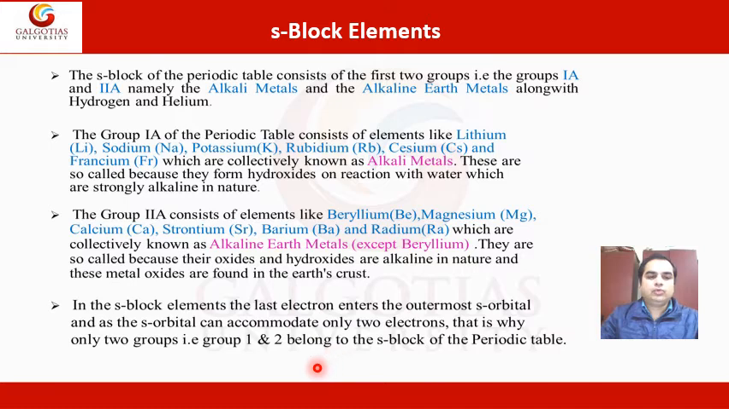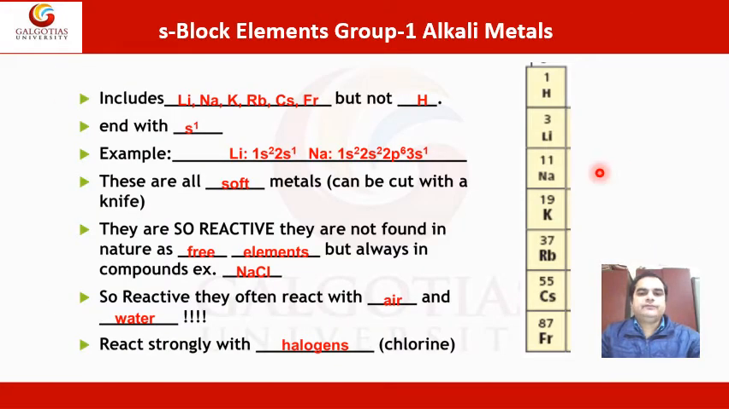That's why only two groups, that is the first and second group, belong to the s-block of the periodic table. In this slide, we will discuss some properties, elements, and electronic configuration of s-block elements, which are also referred to as alkali metals. In the first group of s-block elements, we have hydrogen, lithium, sodium, potassium, rubidium, cesium, francium, which includes the elements but mainly not H in this case.